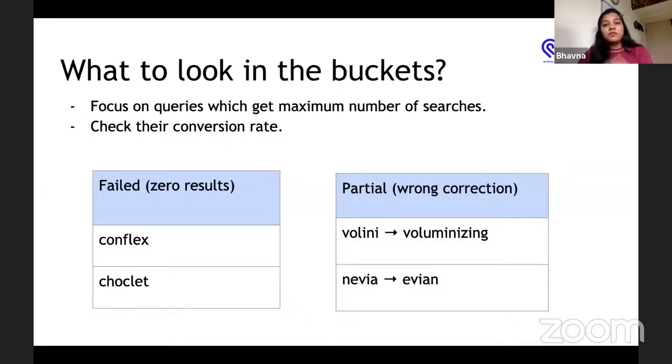I mean, of course, there could be various factors at play here. It could be the price, that, okay, there is no discount, or maybe all the products are also out of stock.